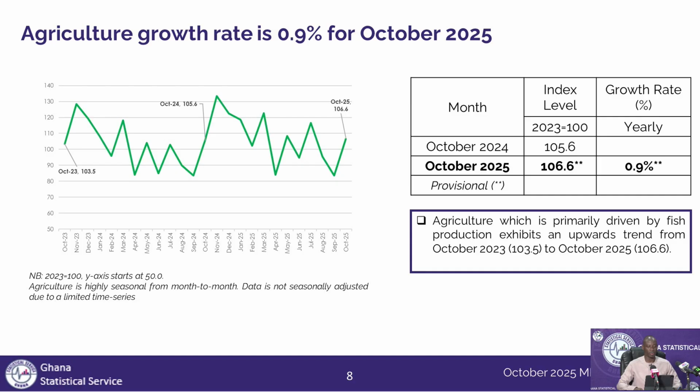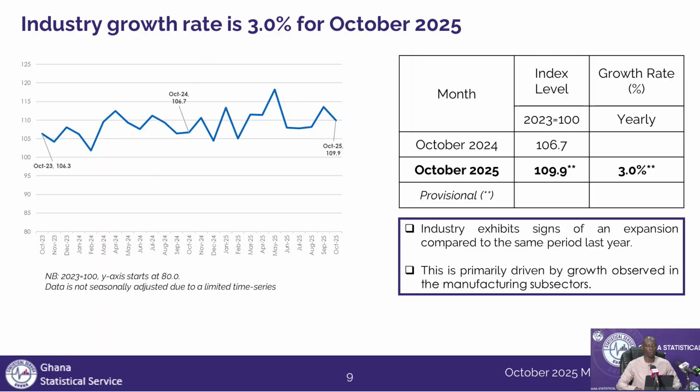Turning to industry, industry recorded a growth rate of 3.0% in October 2025, a clear improvement from the 0.4% recorded in October 2024. The expansion is primarily driven by manufacturing, indicating improved industrial activity. The data clearly shows expansion relative to the same period last year, reinforcing the positive signals coming from manufacturing.